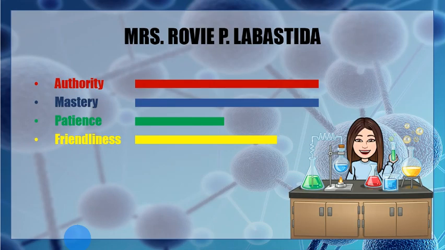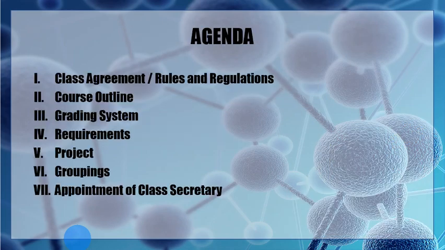If you wonder what kind of teacher I am, I'm going to give you my attributes. Authority, high level mastery, high level patience, not so much friendliness, high level as well. Those are my attributes. If you're playing ML or AOV, I think you're familiar with these bars. Okay, let's proceed with the next one.